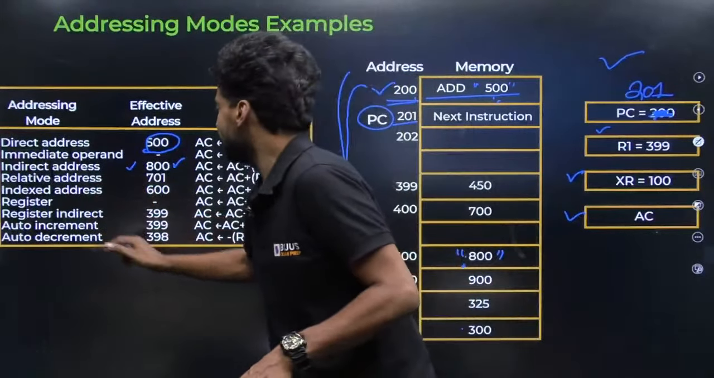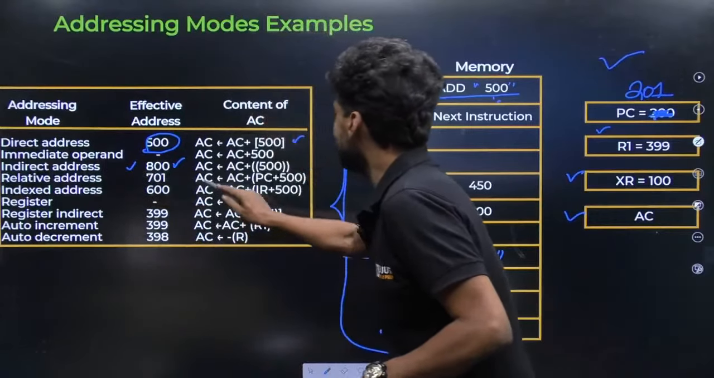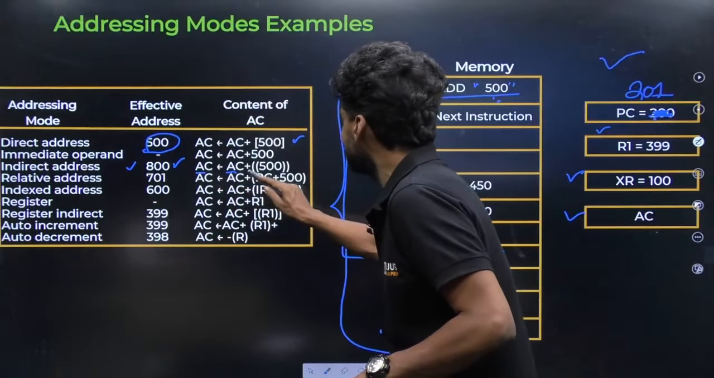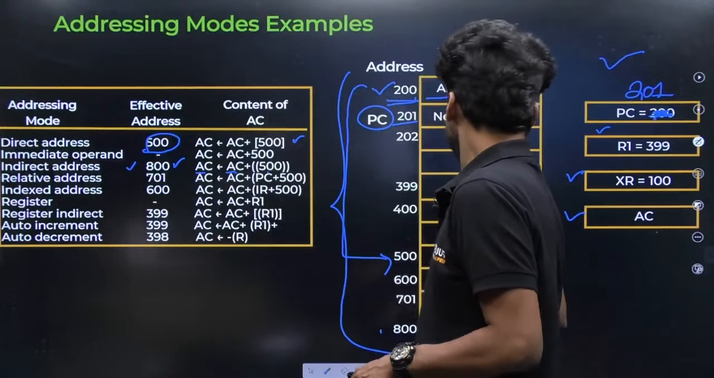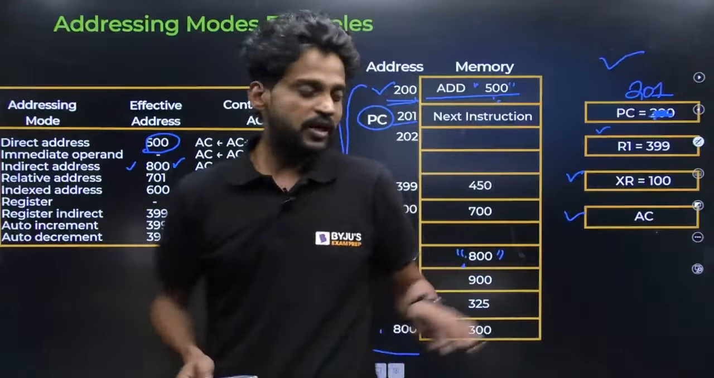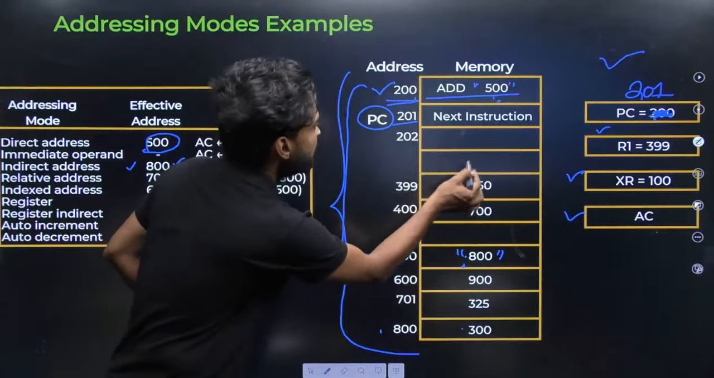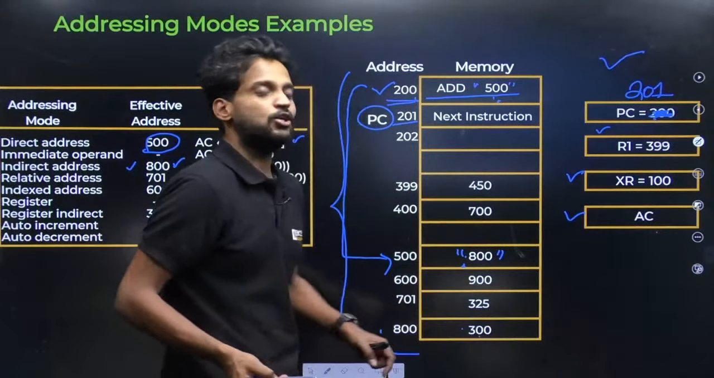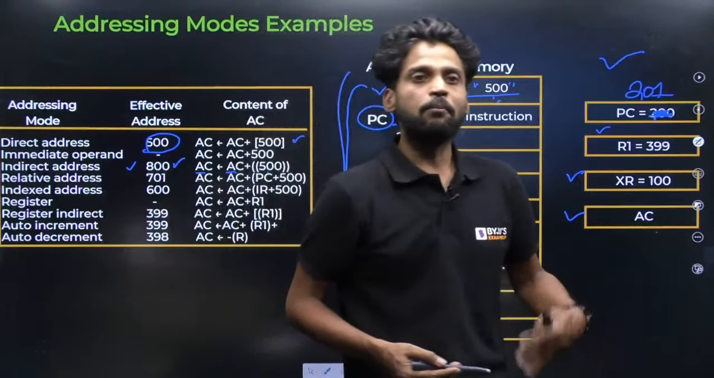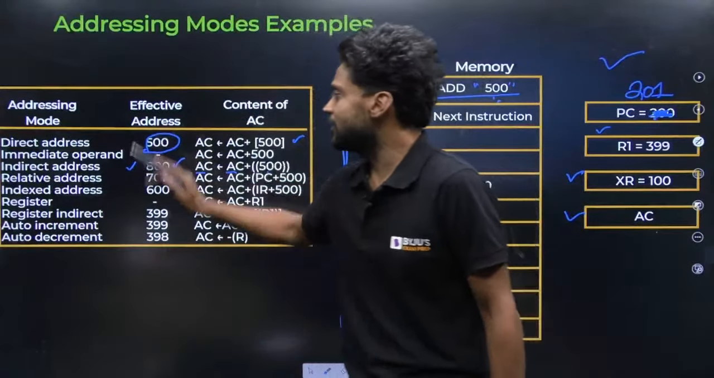In the indirect addressing mode, accumulator is equal to accumulator plus memory of 500. That is, memory of 500 is equal to 800, memory of 800 is equal to 300. Memory of 500 is equal to 300. So the accumulator is equal to accumulator plus 300. So that is in the indirect addressing mode.